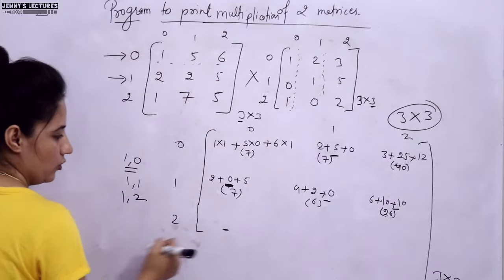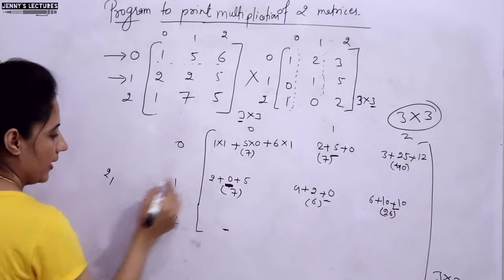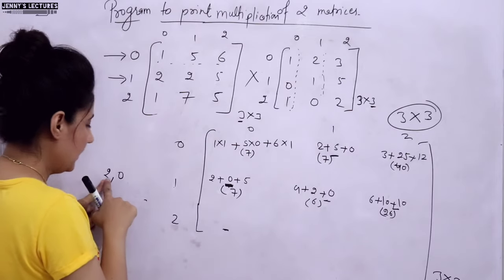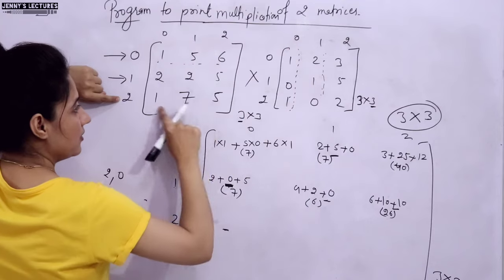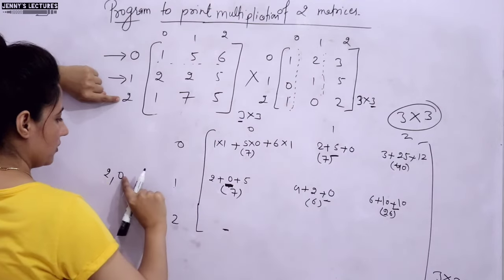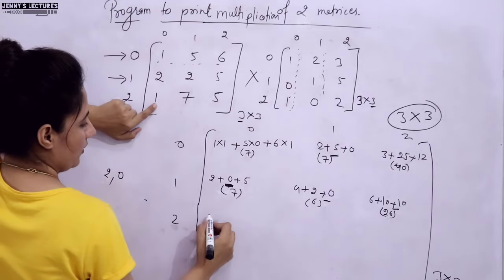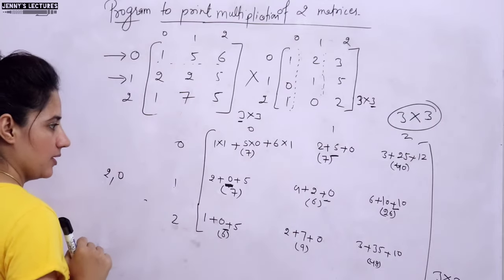Now we have to find the value for this. What is the index for this? 2 and 0. So now we take row second of the first matrix and multiply this row with the 0th column of the second matrix, see, 0 is here. So here you will get 1 into 1. So these are the values you are getting, right?